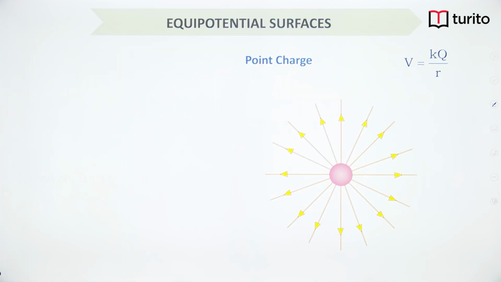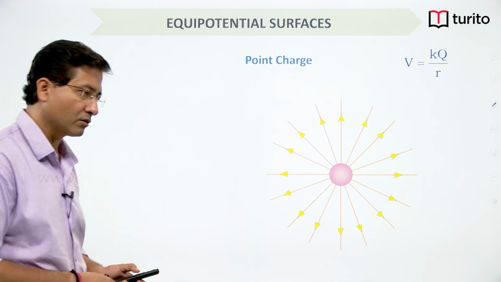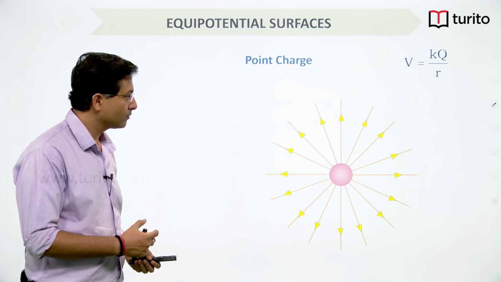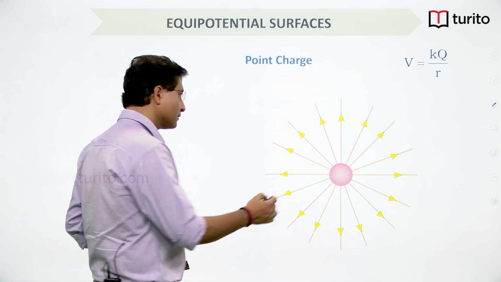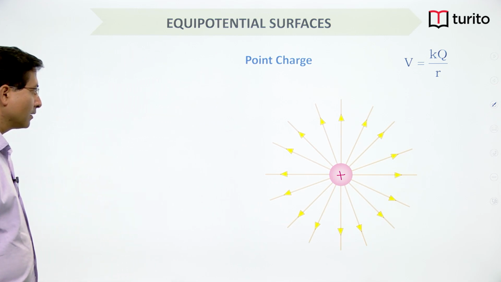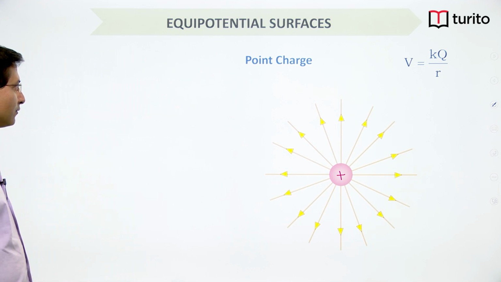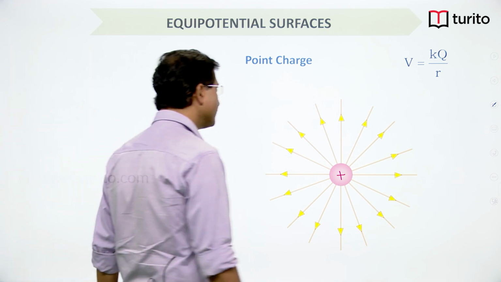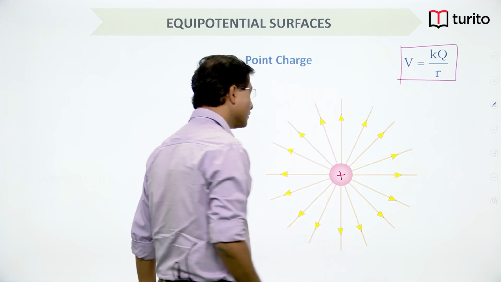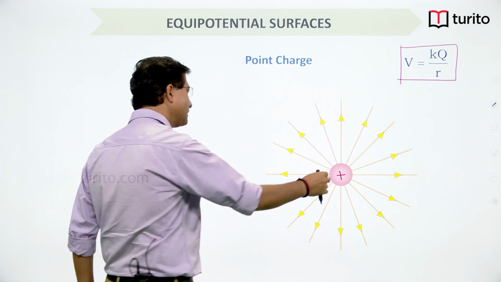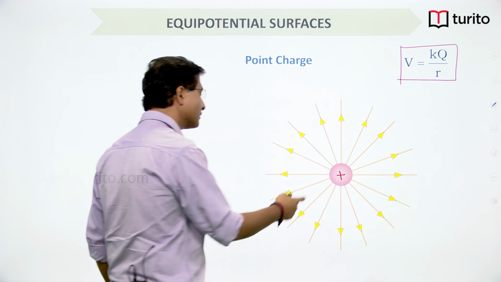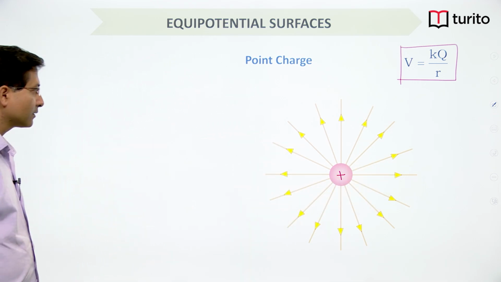Now, let us understand the next concept, equipotential surface. So, if we have got a positive charge, and we know the potential due to a positive charge is given by V is equal to KQ by R. So, everywhere from the point charge, potential is V only, right.